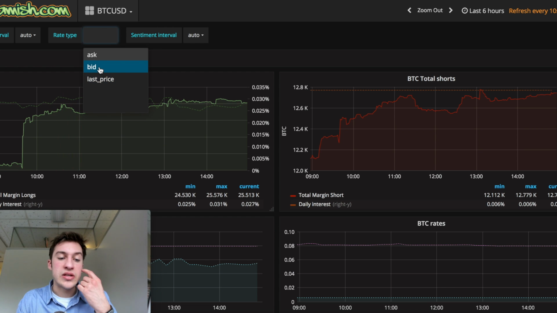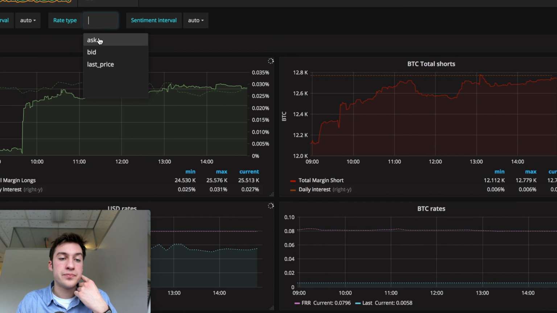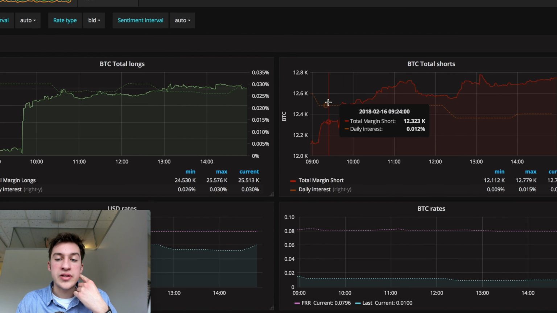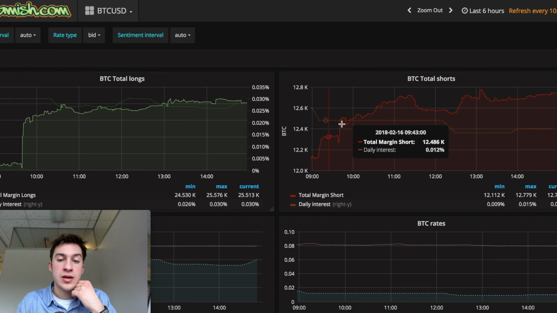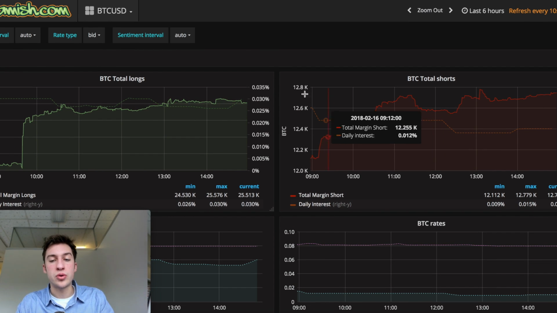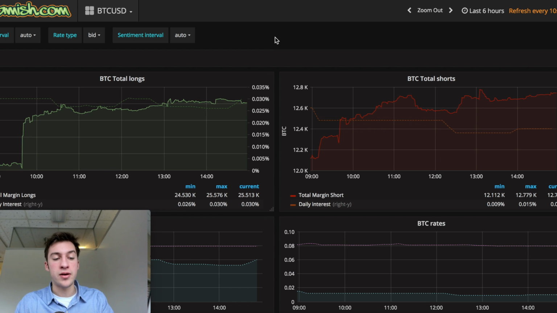The bid is demand. So let's say that I bid, I say I'll take a 0.012% interest rate to go short. Then I would place that bid out, and anyone who would want to take up that bid would take it on, and I would receive the Bitcoin to short, and then I would be paying that 0.012% daily interest rate.